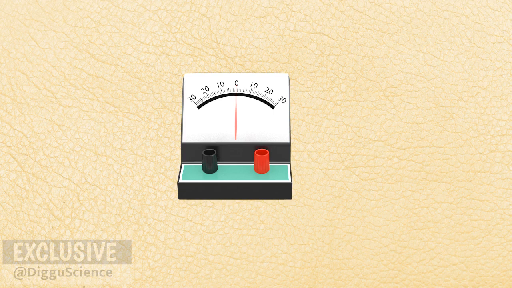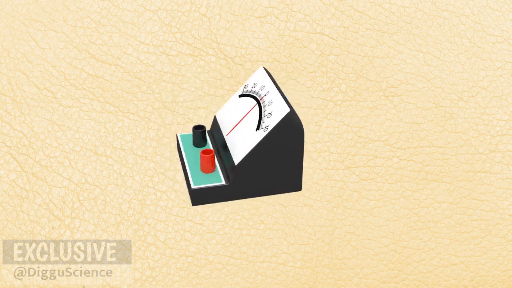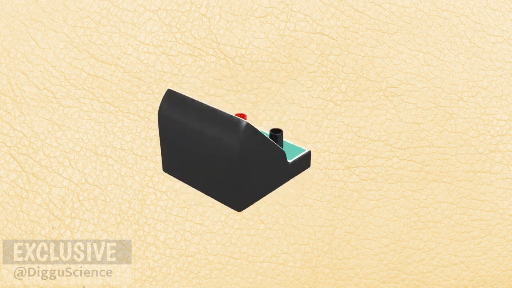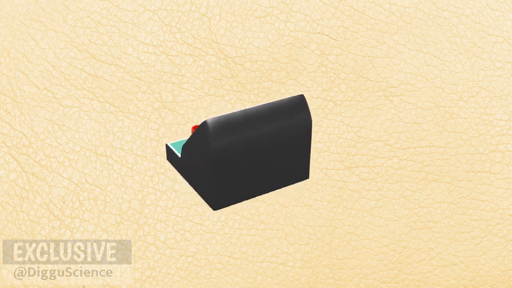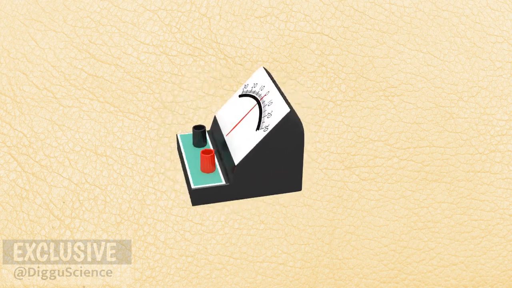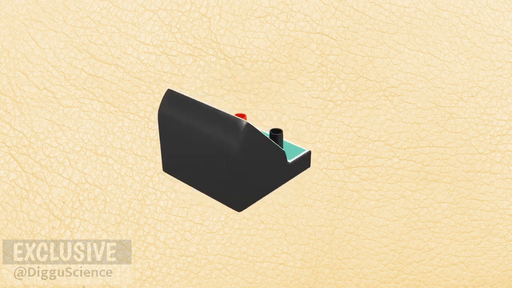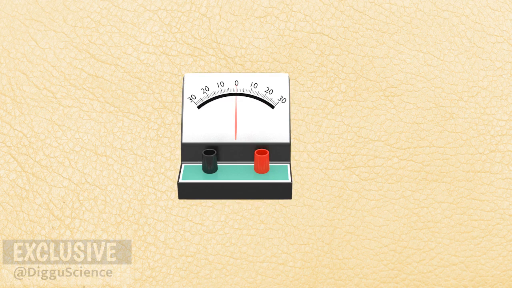In this series, we'll learn about galvanometers. Here's a 3D rendering of a galvanometer. This tool is commonly used to determine the direction of an electric current. Let's take a look at what's inside.